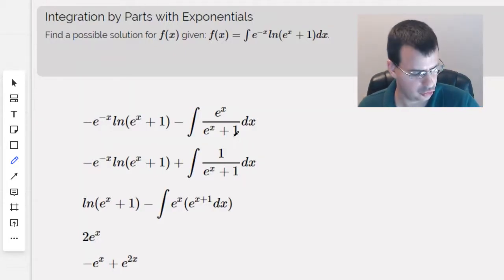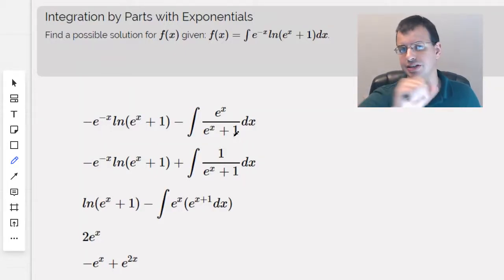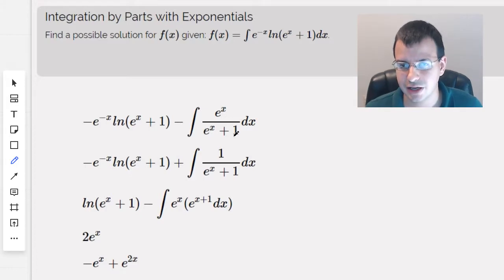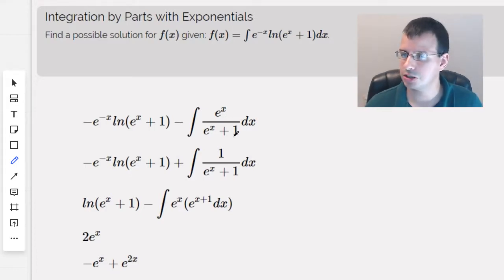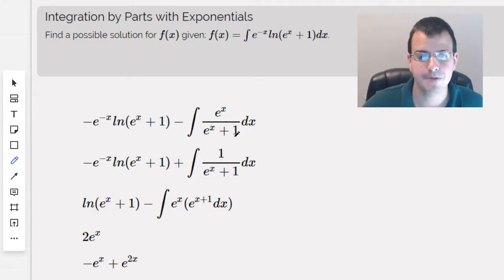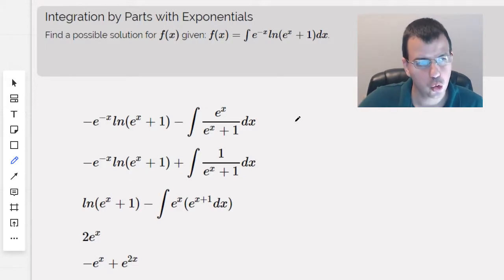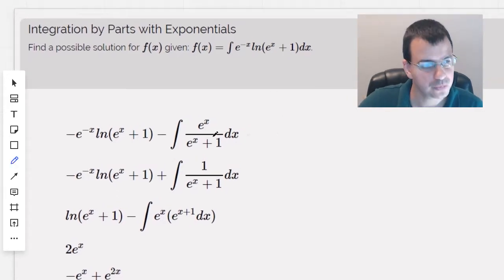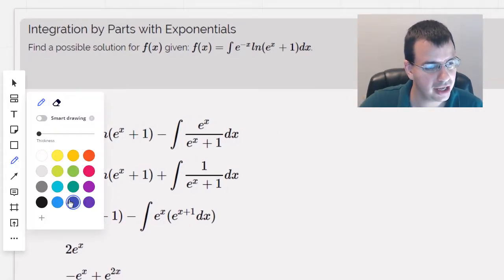Find a possible solution for f of x, given that f of x equals the integral of e to the negative x, natural log of e to the x plus 1. Okay. So first try substitution.